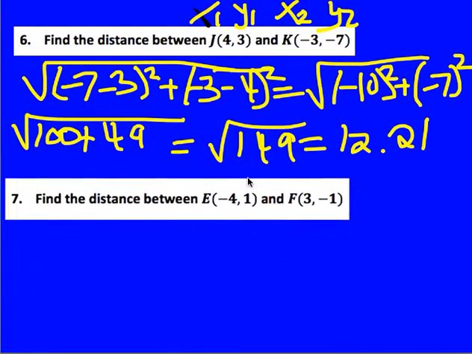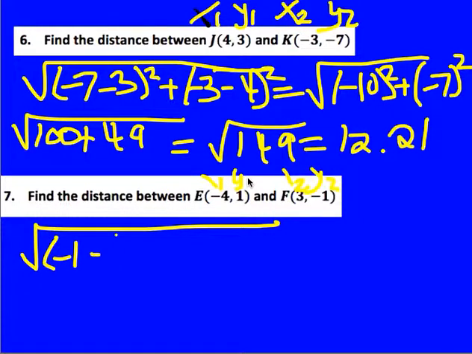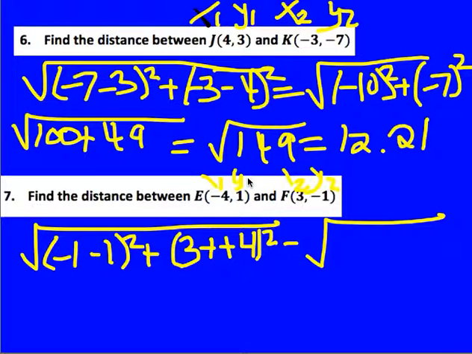Something good to do is to be checking the calculations along with me to make sure you're doing it correctly. So let's find the distance between this one. So I have x1, y1, x2, y2. Let's go ahead and set that up in the distance formula. y2 minus y1 squared plus x2 minus x1. Subtracting a negative becomes plus a positive. So then negative 1 minus 1, that's going to get more negative, so we get negative 2 squared. And then 3 plus 4 is 7 squared.